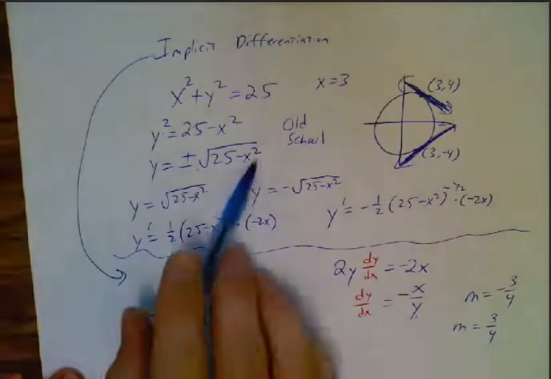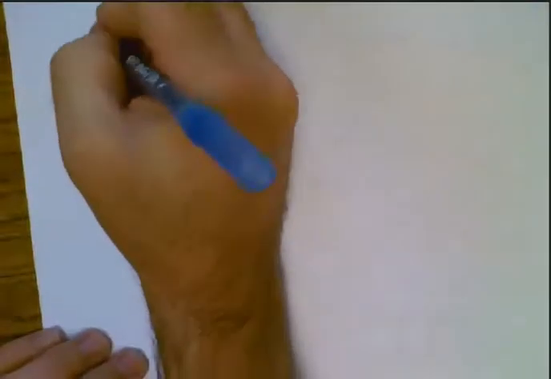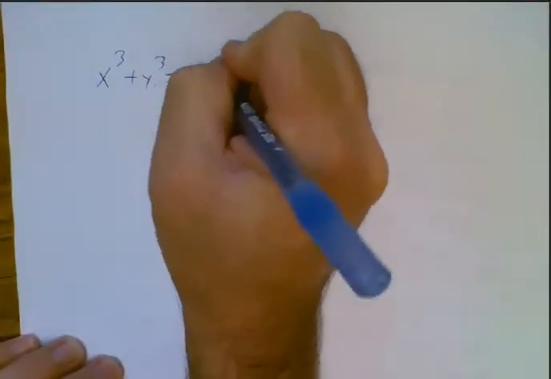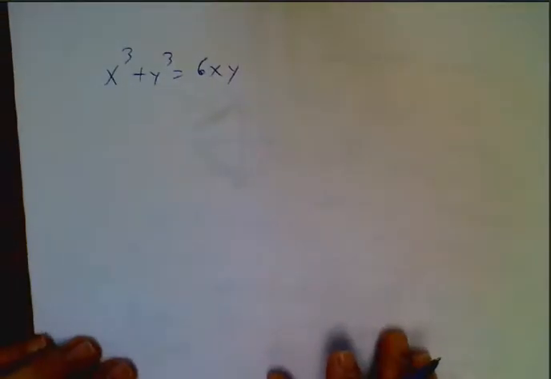Much easier than having to break it up like that. Okay? Alright, let's try another one. Let's see, how about x cubed plus y cubed equals 6xy. Alright, good luck solving that for y. Okay, so let's use implicit.